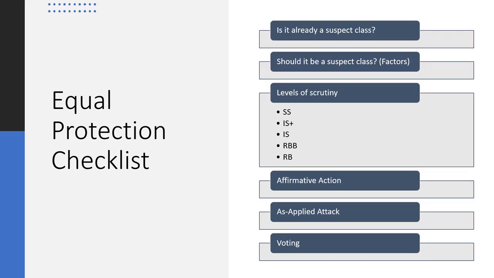So you need to be aware of all those levels of review. Again, on a bar exam, there are only 3 choices, because the bar exam doesn't test intermediate scrutiny plus, and they don't test rational basis with a bite. They want to see strict scrutiny if it's a suspect class, intermediate scrutiny if it's a quasi-suspect class, rational basis review if it is a non-suspect class.